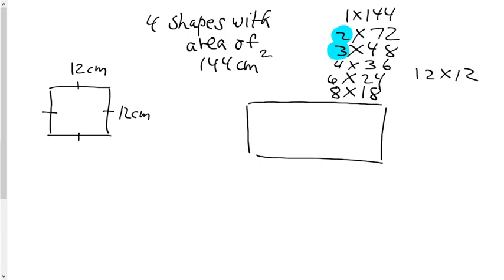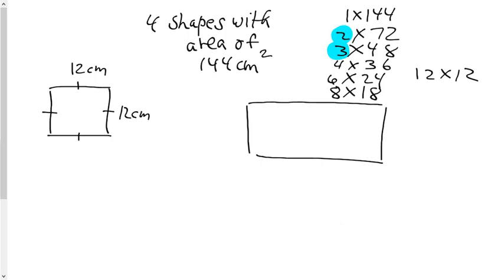How many chose 1 by 144? That was the easiest one, right? How many chose 2 by 72? Most of you, some of you. 3 times 48, anyone? Good. 4 times 36, anyone go that way? Anyone choose 6 by 24? Nice, everybody's got a little something. 8 by 18? No. How about 12 by 12? You can't choose 12 by 12, why? Because it's a square, not a rectangle.